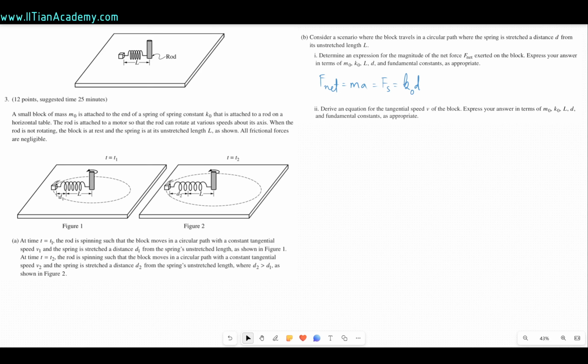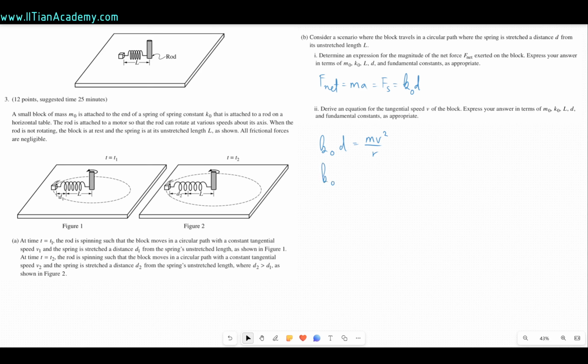Then in part 2, we need to derive an expression for the tangential speed of the block. So what we know is that the net force we have here is simply, well, as we said, k0 times d. This is the only force that is acting. And since we have this force that is making an object go in a circle, and this force is always pointing towards the center of the circle, it is also the centripetal force, which has the formula mv squared over r. And so we can plug in our values.